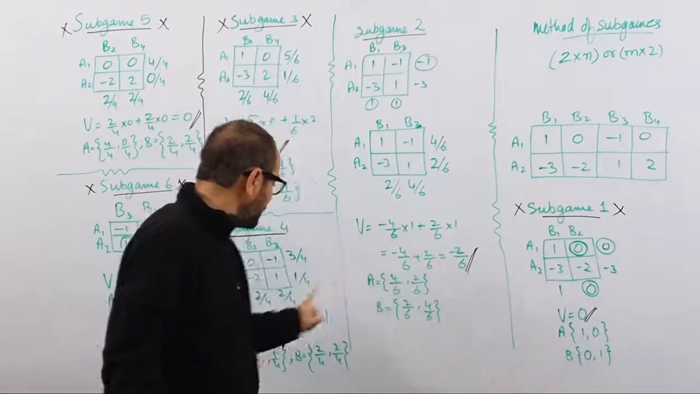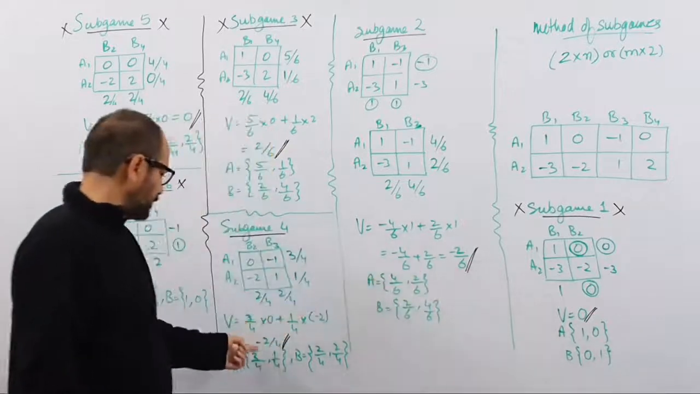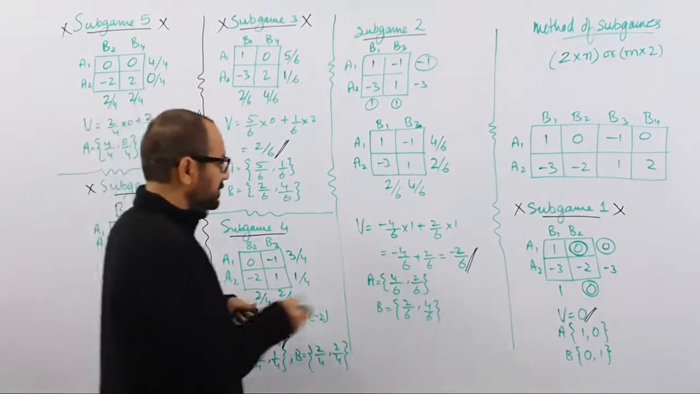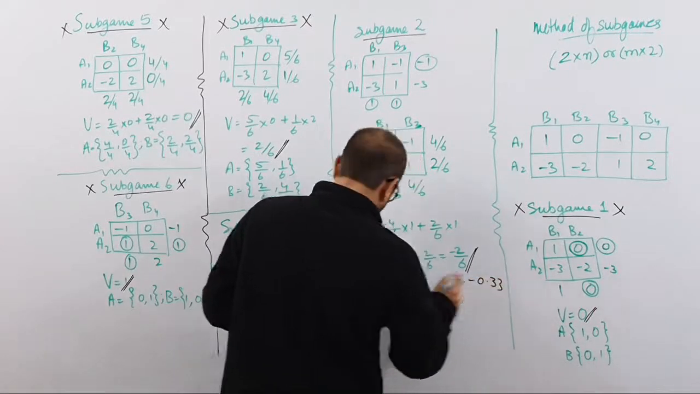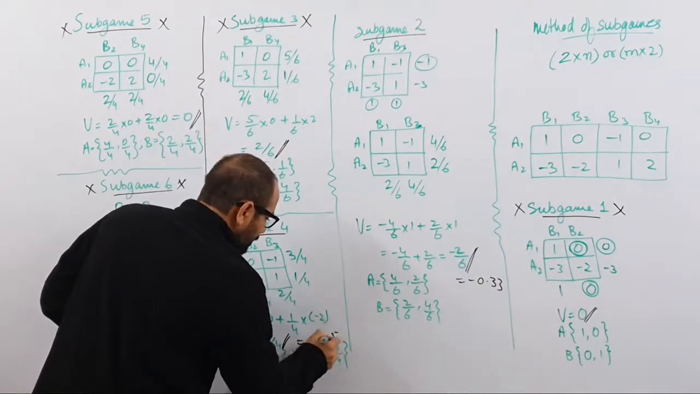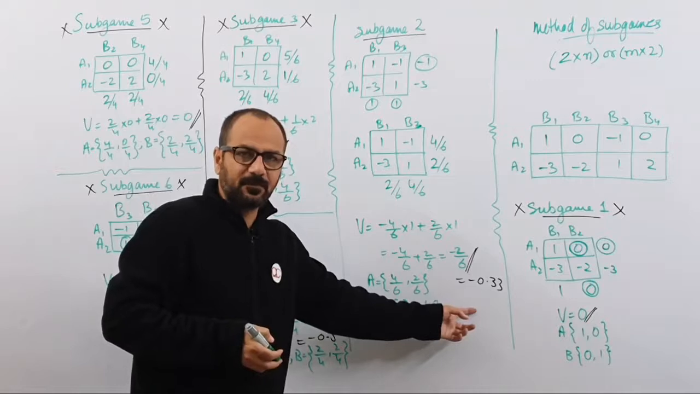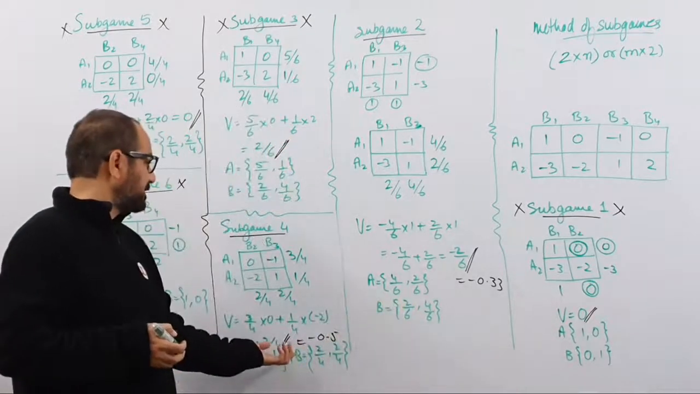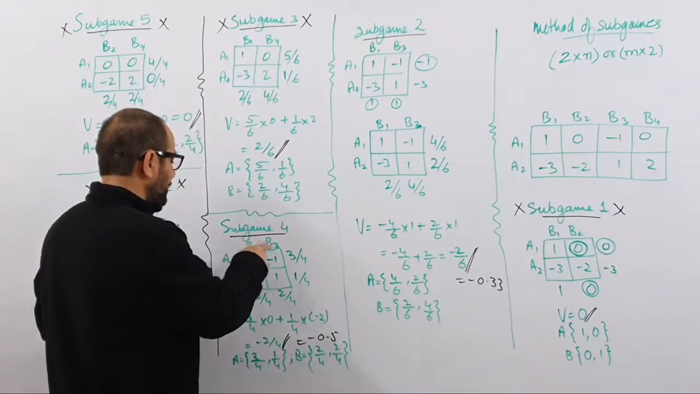But if we compare these two, which is the smaller value? -2/6 or -2/4. If we go ahead and solve it, this will become -0.33 and this will become -0.5. So this is far smaller as compared to this. So B will favor this game. Hence the solution of this game is subgame 4, that is B2, B3.